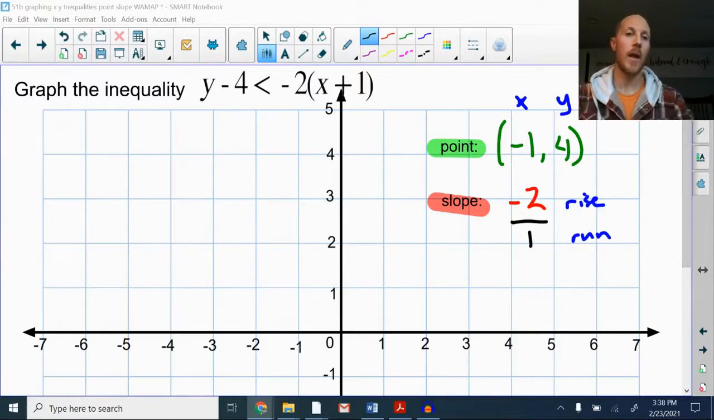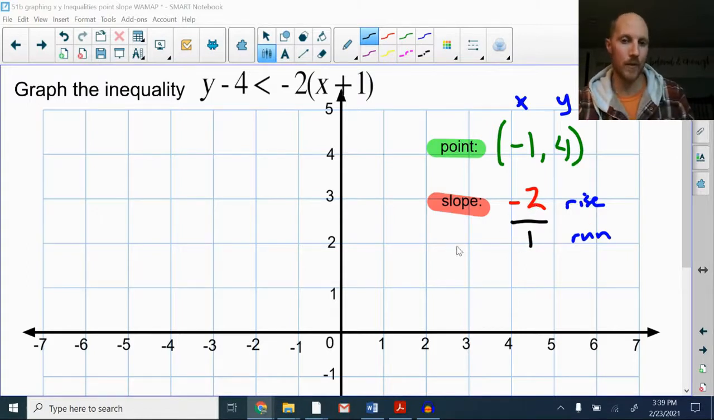So here is an inequality based on the same one that we just saw in the do now. Instead of an equal sign, this one has a less than. So y minus 4 is less than -2(x + 1). So we've already identified the starting point -1, 4, and the slope is -2. I've written it in fraction form, so I got -2/1. This way we know what the rise and the run are.